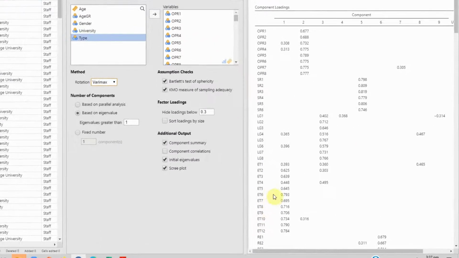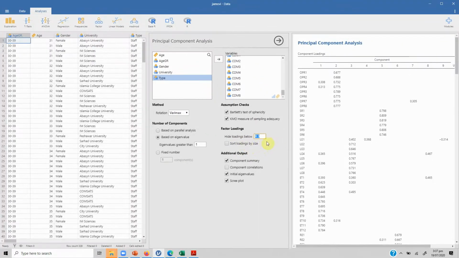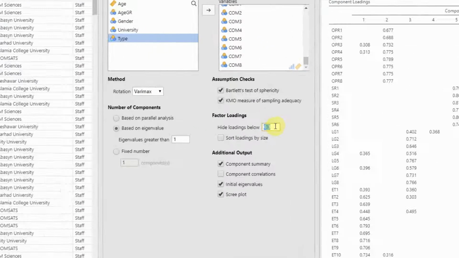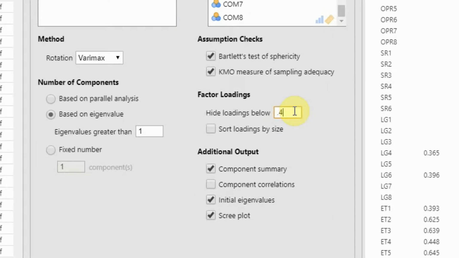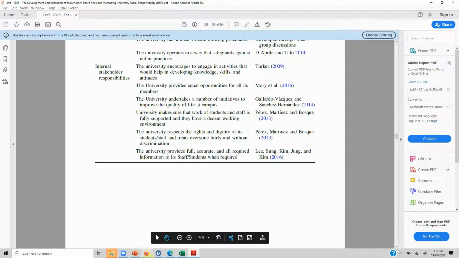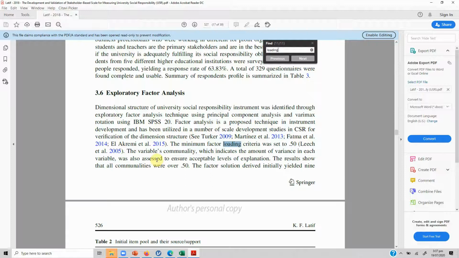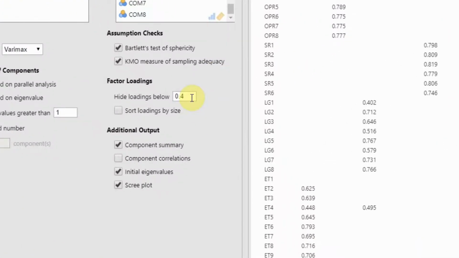Okay, here is our factor structure. The loadings. Okay, now how much should be the loading? We normally keep it to 0.40. So let's keep it to 0.40. I think in this paper I kept it to 0.50. So let's start with 0.40 and then we'll have a look at it again. Yes, it was set to 0.50, so let's set it to 0.50 here as well.